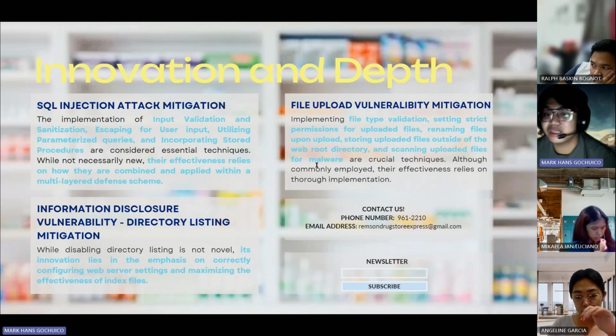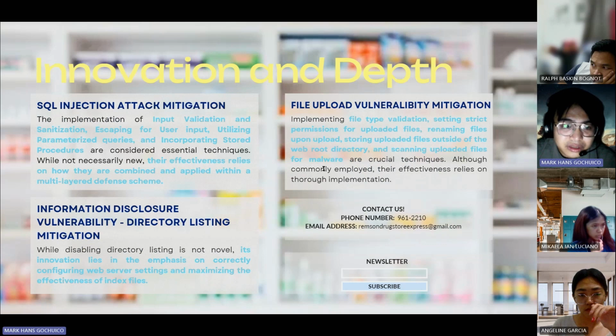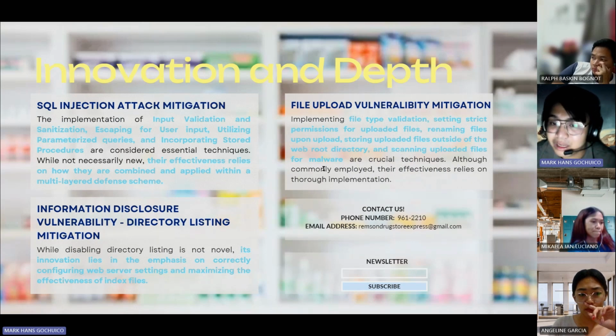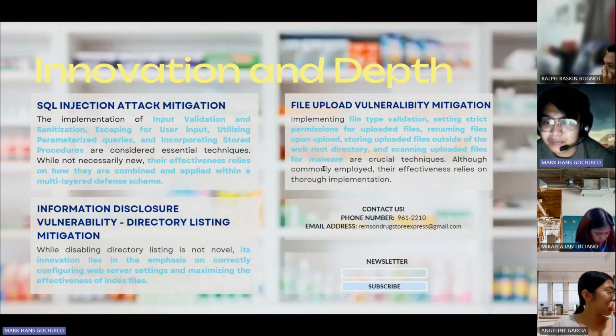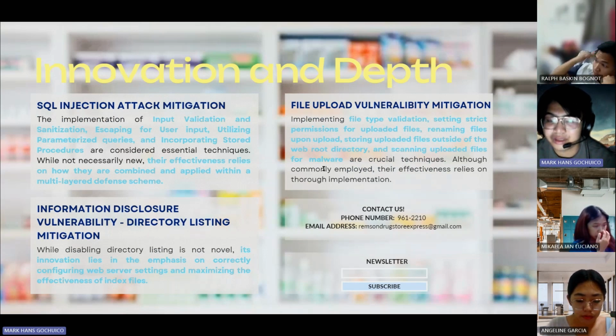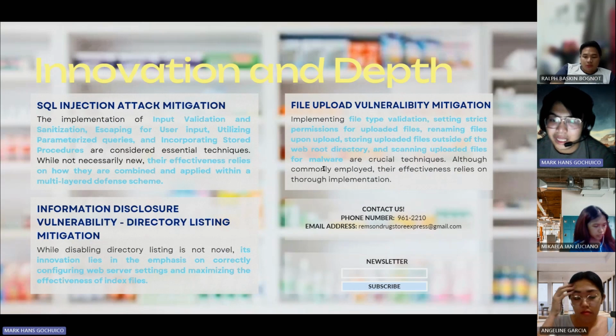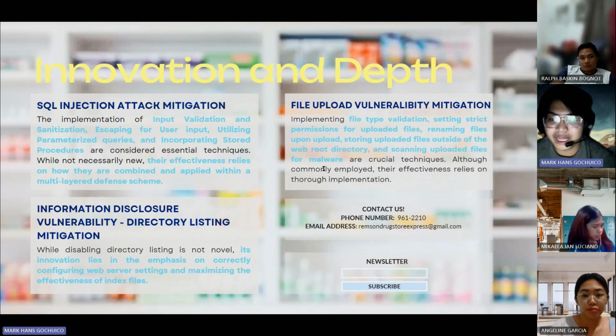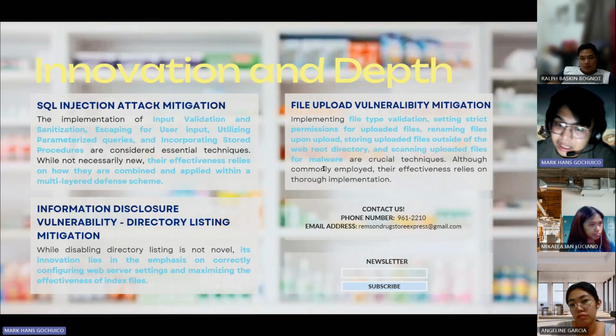Lastly, file upload vulnerability mitigation. Implementing file type validation, setting strict permissions for uploaded files, renaming files upon upload, storing uploaded files outside the web root directory, and scanning uploaded files for malware are crucial techniques. Although commonly employed, their effectiveness relies on true implementation. For instance, keeping uploaded data outside of the root directory prevents direct access by attackers, and imposing stringent permissions on uploaded files ensures that only authorized users can access them. The innovative aspects of file upload security lie in its comprehensive strategies, which address multiple attack vectors and offer a robust defense against file upload vulnerabilities.